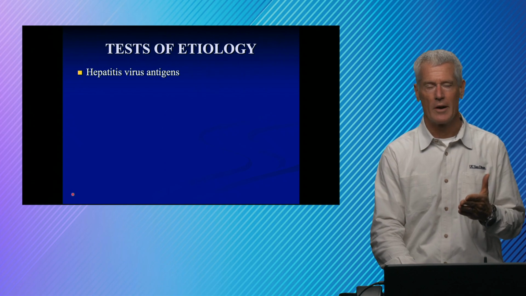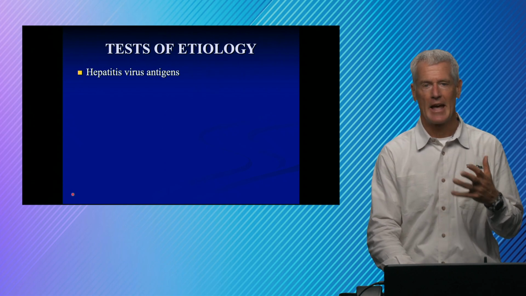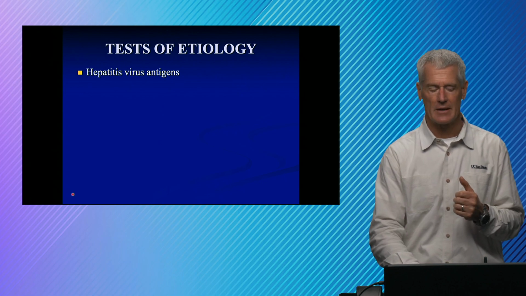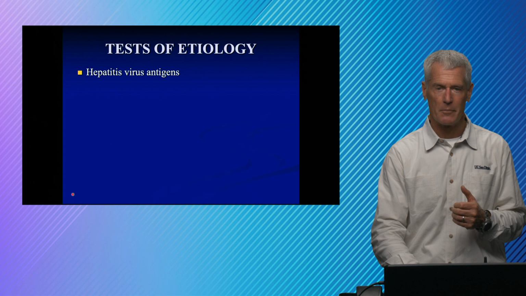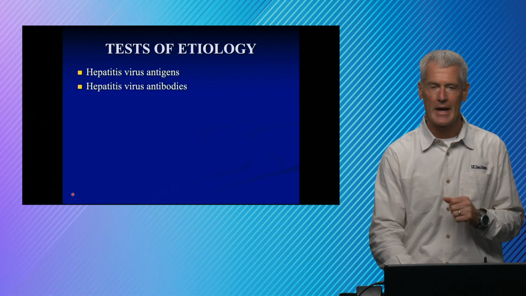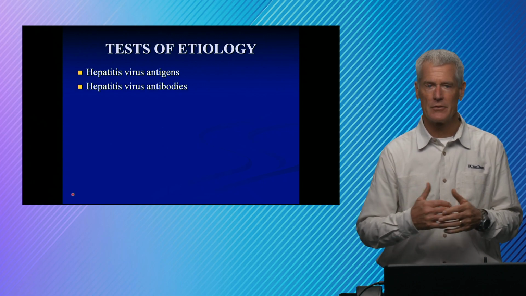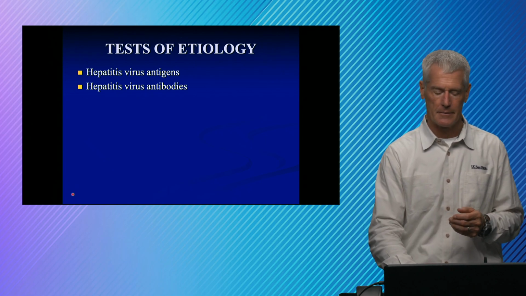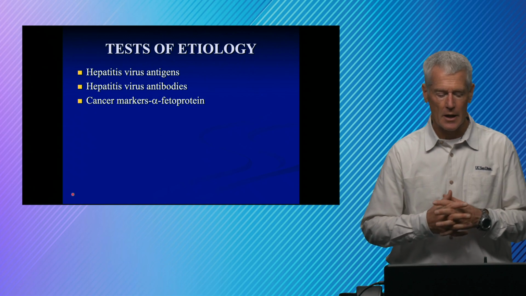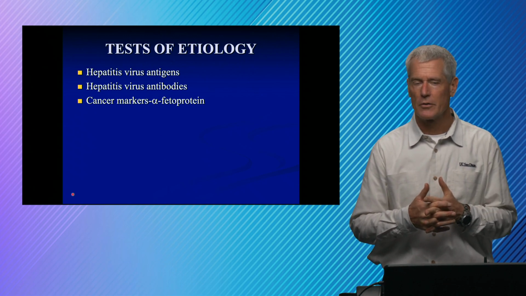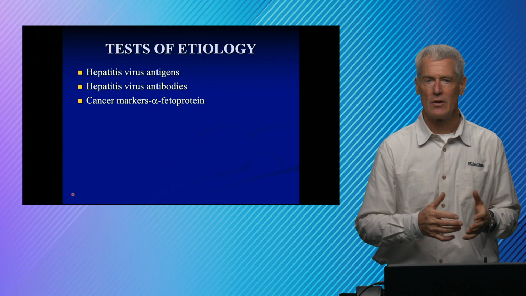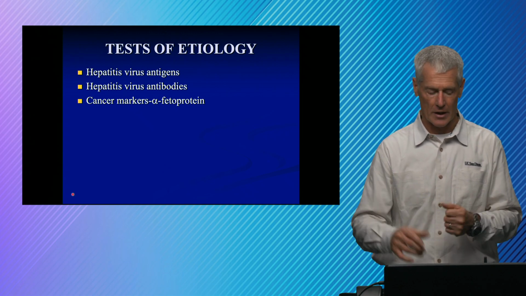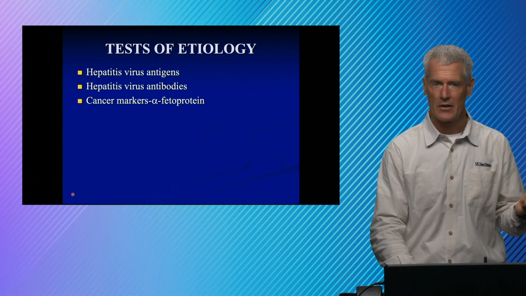Viral antigens, so hepatitis C antigen is telling you that patients are still infective. So antigen implies infectivity, whereas antibodies imply a response, and depending on which antibodies are present, it could imply immunity. We also use alpha fetoprotein. Typically it's a fetal protein, but in hepatocellular cancer it also is elevated, and so that would be a test of etiology.